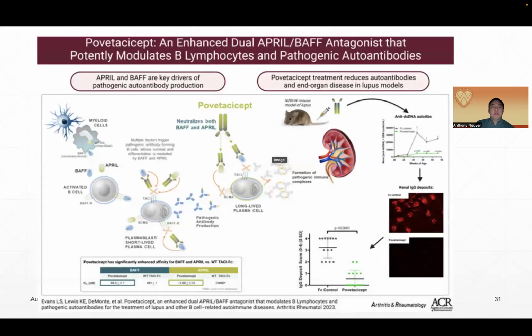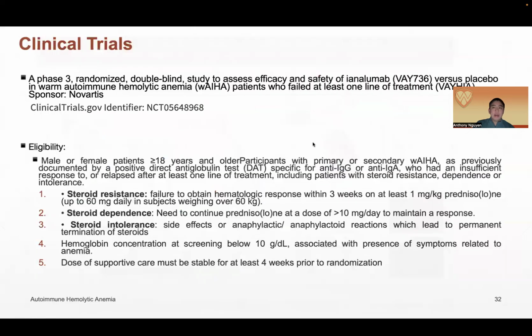So povetacicept is an APRIL BAFF antagonist that modulates B lymphocytes and also pathogenic autoantibodies. So APRIL and BAFF are key drivers of autoantibody production in B cells. So povetacicept neutralizes both BAFF and APRIL, which leads to decreased pathogenic antibody production that will hopefully decrease hemolysis of red blood cells.